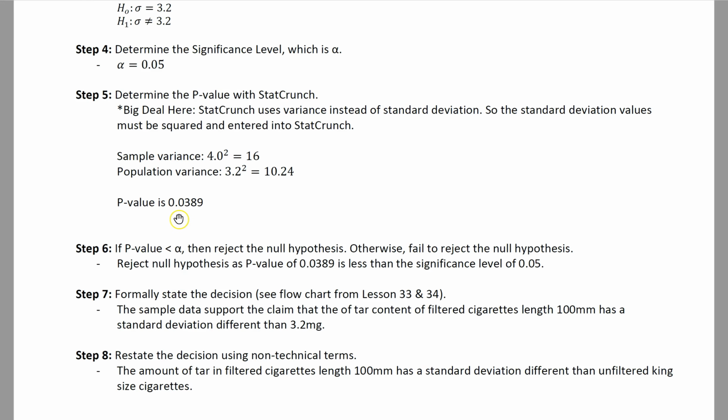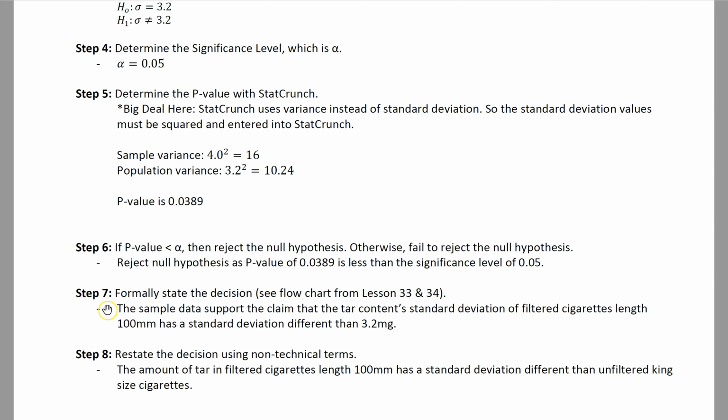Having a p-value of 0.0389 and comparing that to our alpha value leads us to the statement that we are going to reject the null hypothesis as our p-value of 0.0389 is less than the significance level of 0.05. I have come to the formal statement below by utilizing the flowchart from prior lessons.